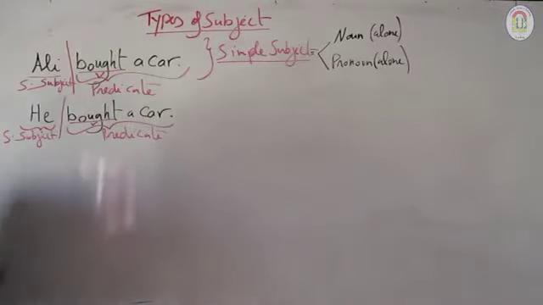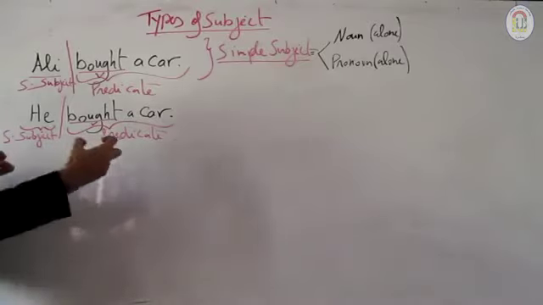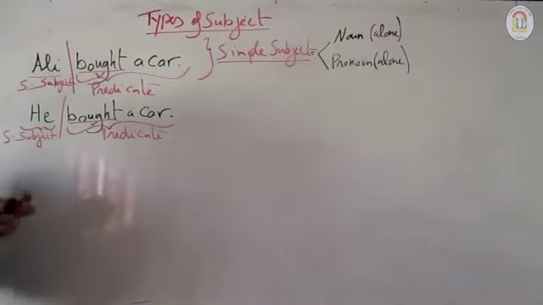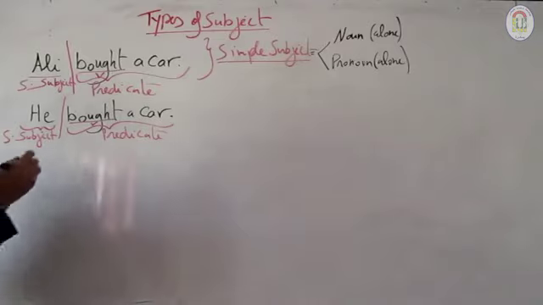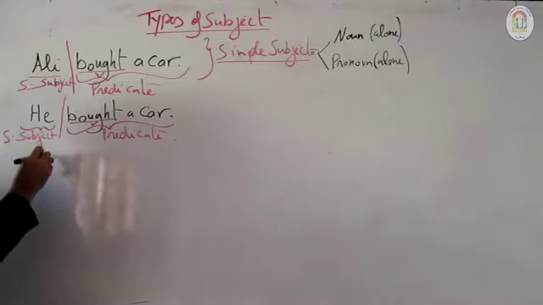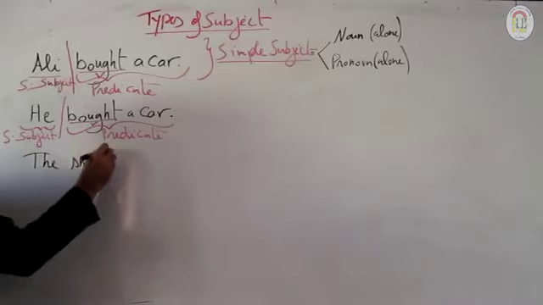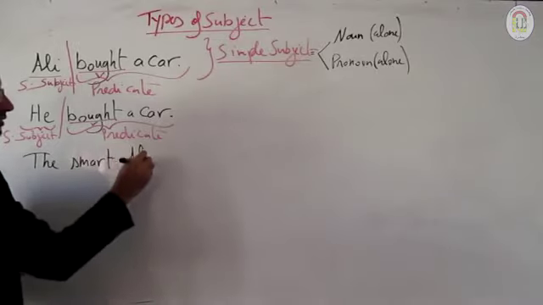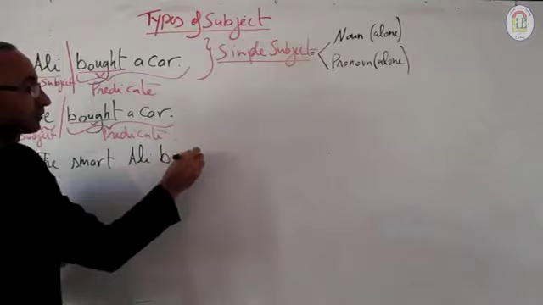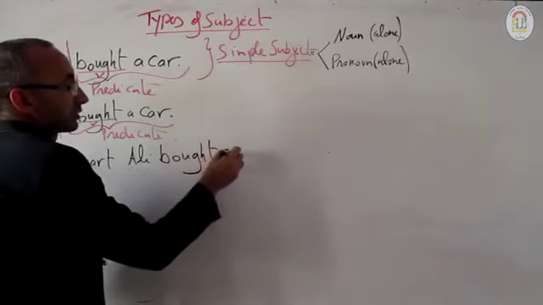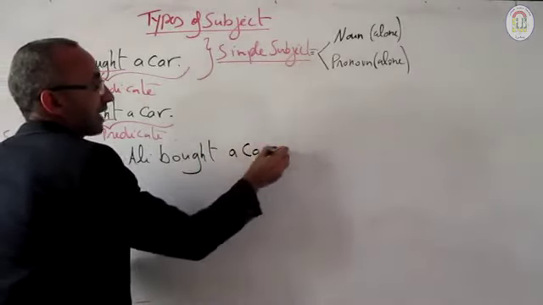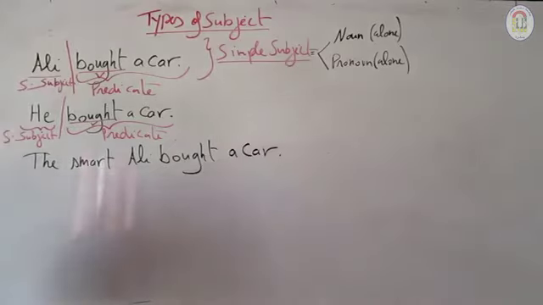Now, if I want to extend my subject in the sentence and add to it some elements or modifiers, for example, I write here: the smart Ali bought a car. Bought a car.